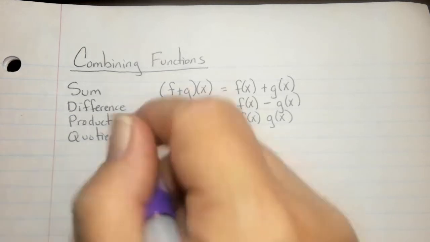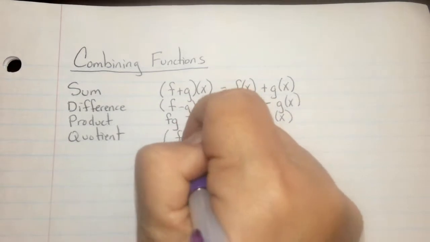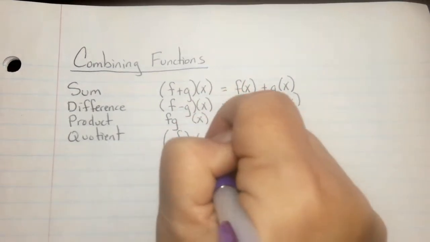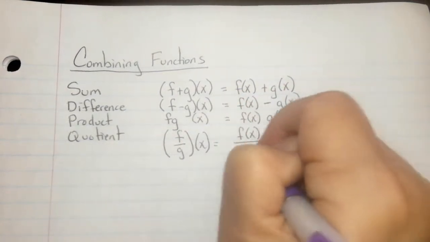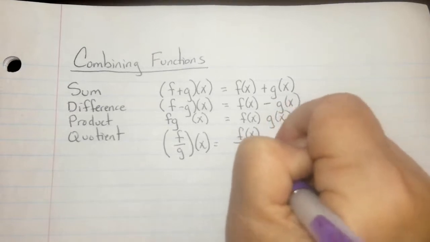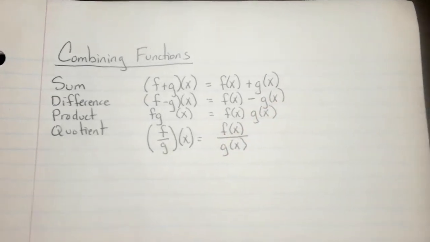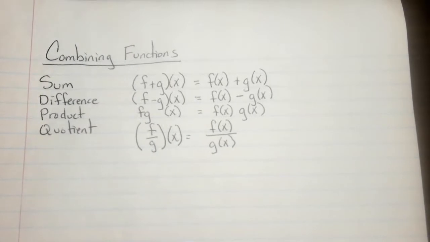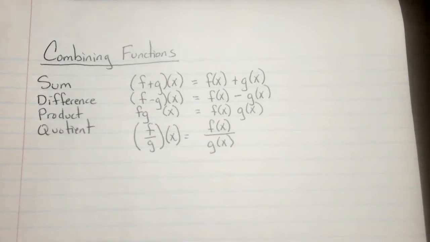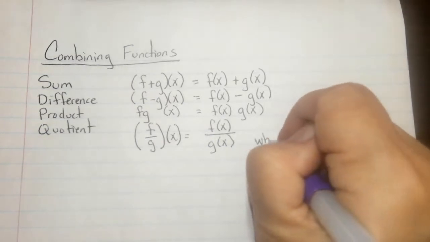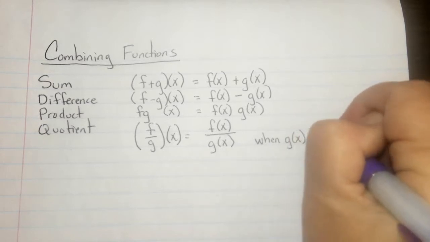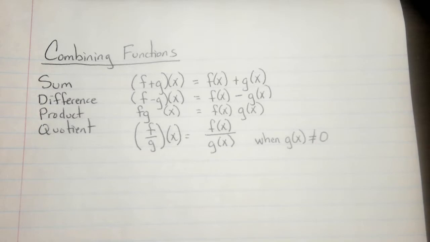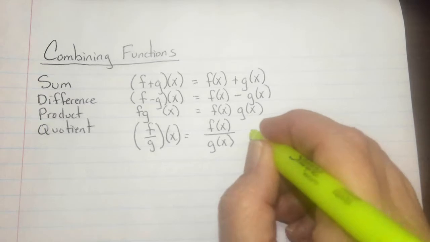And then we take our quotient. So f divided by g of x means you take function f of x and you divide it by function g of x. But here is the one part about this that gets a little bit tricky for some people. When g of x does not equal 0. And I'm going to highlight that, and I know there are some of you who like to do that in your notes.